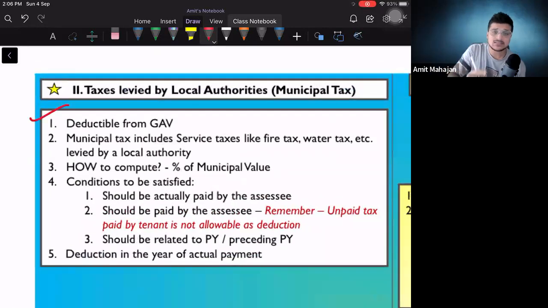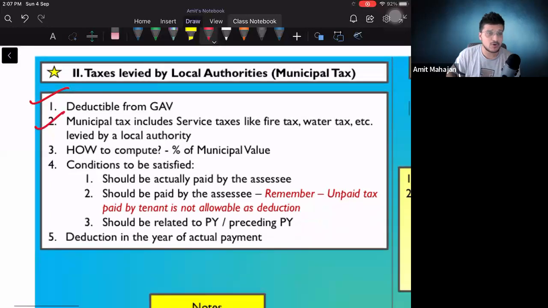Perfect. Municipal taxes include service taxes like fire tax, water tax, etc., levied by the local authority. Sometimes they will give you municipal taxes this, fire taxes this, water taxes this. So suppose they have not given anything about municipal tax, meaning it is not written as municipal tax, but they have given fire tax, water tax. Then you have to understand what they are talking about: municipal tax. So you will get a deduction of that. You understand, no, what our municipality collects? It collects fire tax, it collects water tax. So that is what municipal tax is.